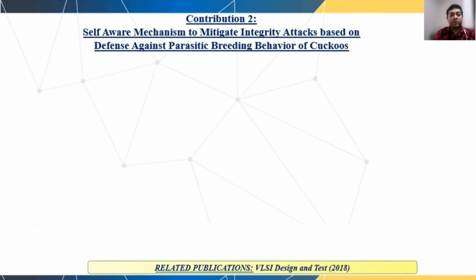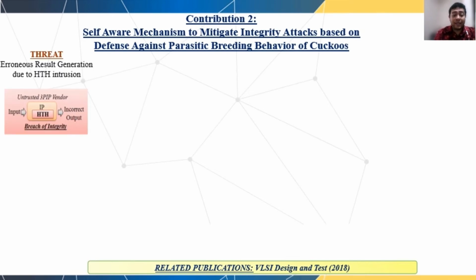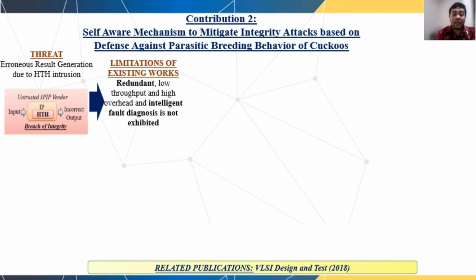So our second contribution lies in generating a self-aware mechanism to mitigate integrity attacks, and this is based on the defense against the parasitic breeding behavior of cuckoos. So what is the threat? The threat is that erroneous results are generated due to infected hardware Trojan IPs. This takes place essentially due to skipping of essential operations or due to performing of unwanted additional operations. The existing works follow a redundancy-based technique where triple modular redundancy is followed with majority pooling, but this induces low throughput and high overhead, and moreover, the fault diagnosis is not intelligent enough.